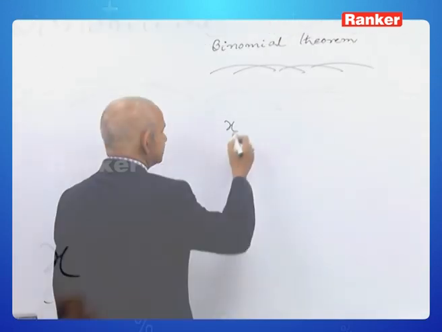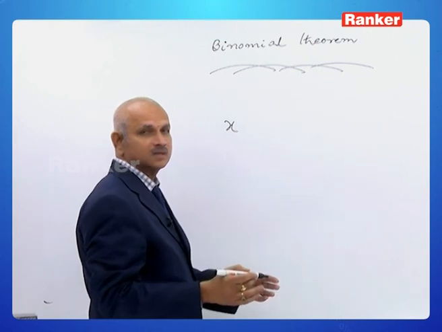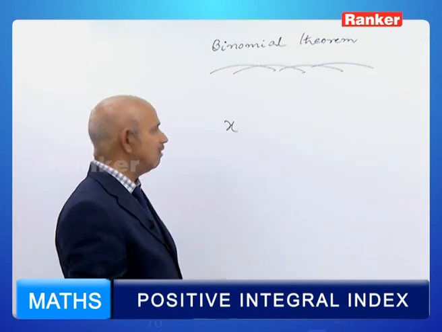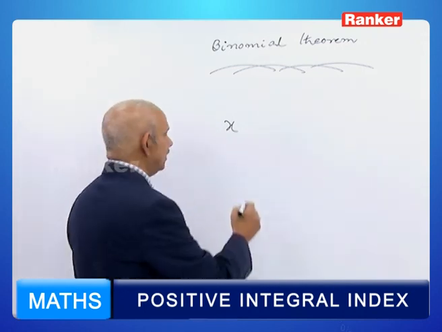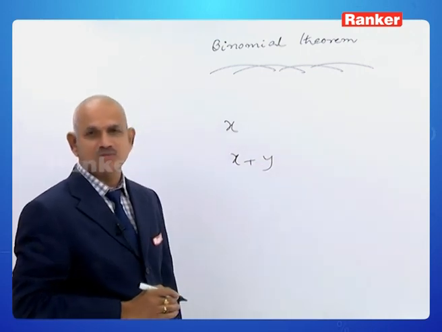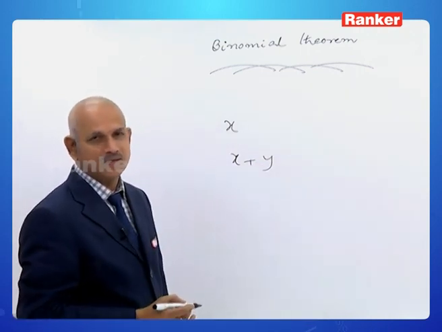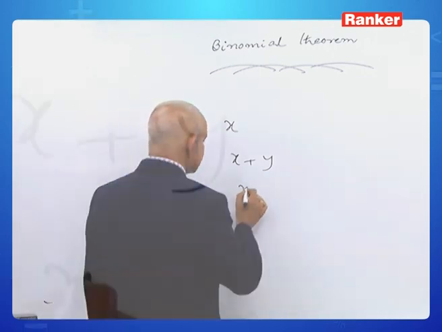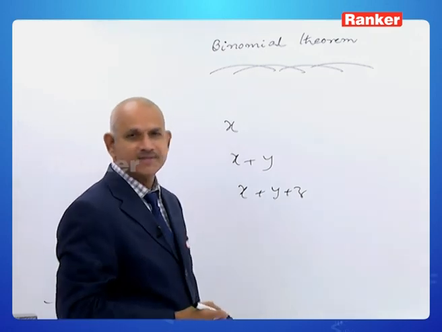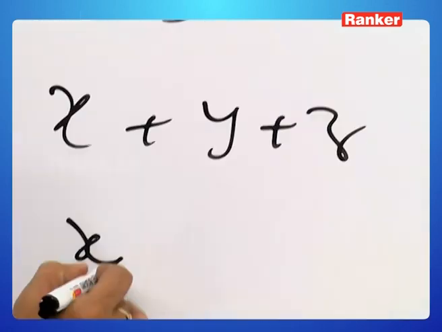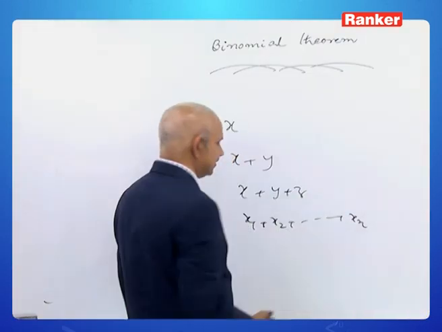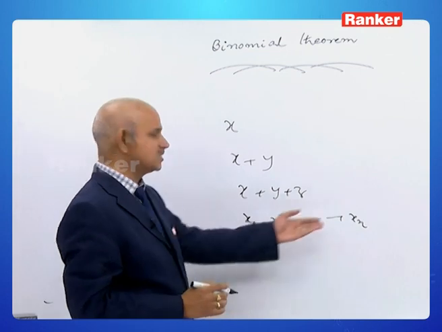Say this is x, a single expression containing only one term. It can also be called a monomial. Consider x plus y. This is an expression containing two terms. It can also be called a binomial. Consider x plus y plus z. It can be called a trinomial. Like that, x1 plus x2 plus x3 plus etcetera plus xn can be called a multinomial.